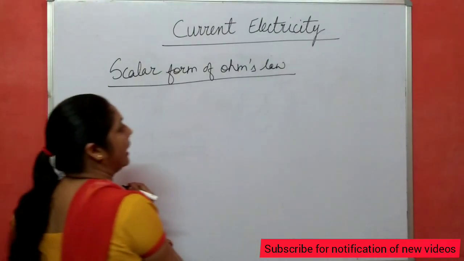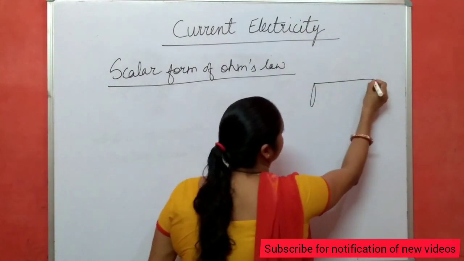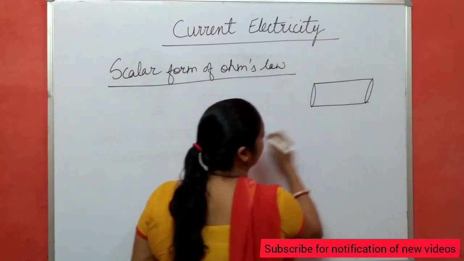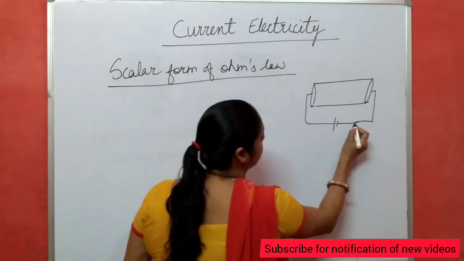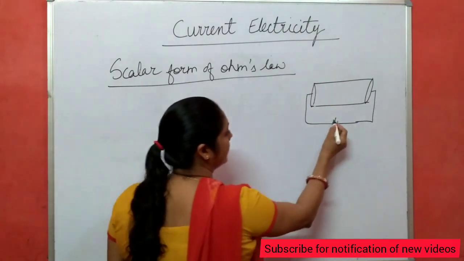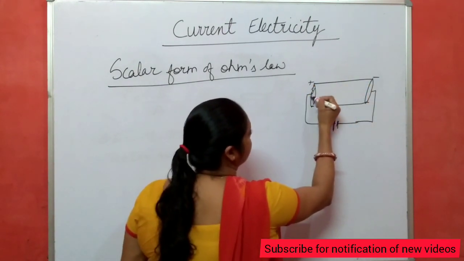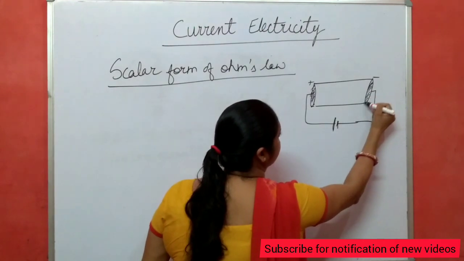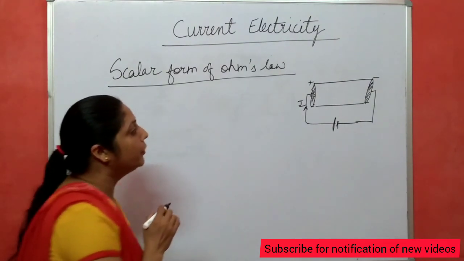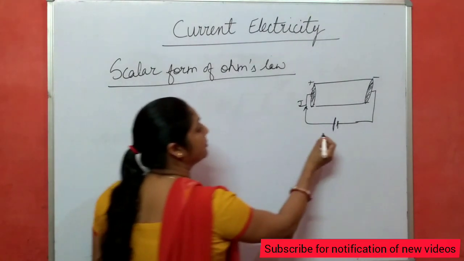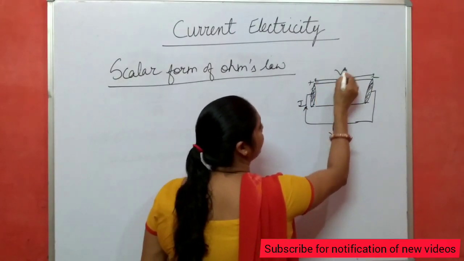What is this? As we already discussed in part 5, suppose this is a conductor, and you connect the conductor to some external source which provides potential difference to the ends of the conductor. When a potential difference is applied across these ends of the conductor, current starts flowing through this conductor, and the amount of current flowing through the conductor is directly proportional to the potential difference which is applied across these ends of the conductor.